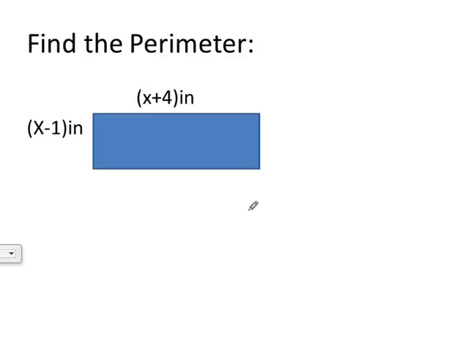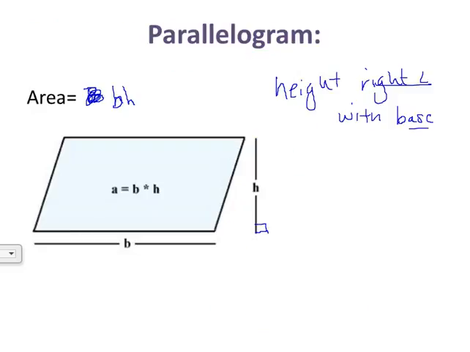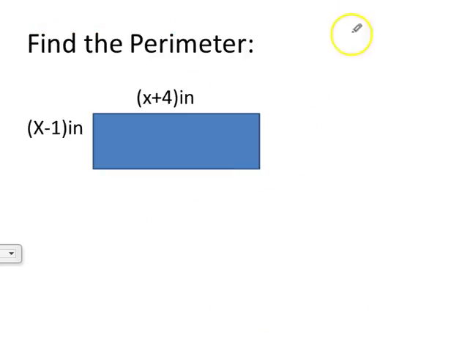Both sets of opposite sides are parallel. That makes it a parallelogram, and that's what we were just looking at here. Both of our opposite sides were parallel. All right, so it says find the perimeter.